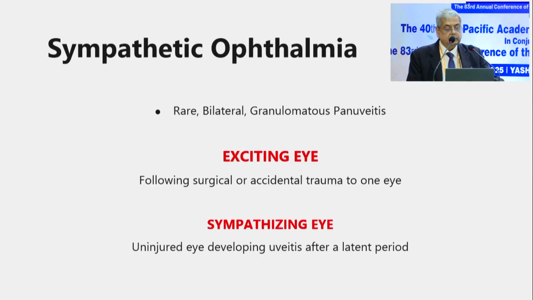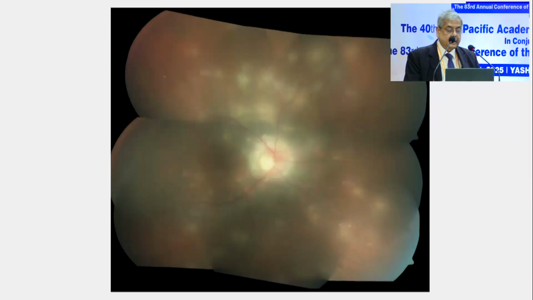So sympathetic ophthalmia, as you know, is a rare bilateral granulomatous panuveitis. The exciting eye is the one following surgical or accidental trauma. The sympathizing eye is the uninjured eye developing uveitis after a variable latent period of 5 to 60 years. And here is an example of sympathetic ophthalmia. You can see multiple choroidal nodules, and the optic disc also has nodules.